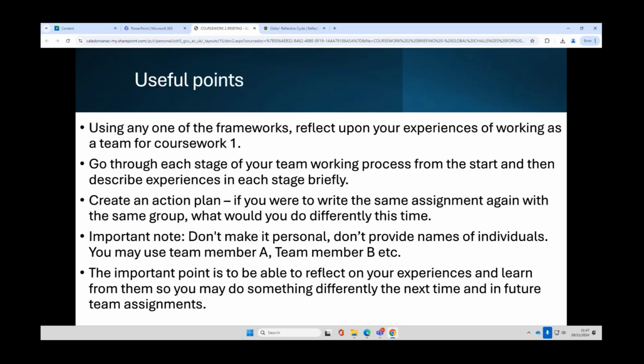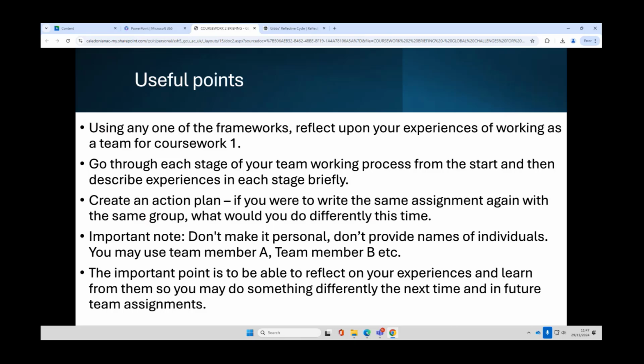Now, what is important here is I've provided some useful points. Using any one of the frameworks, reflect upon your experience of working as a team for coursework 1. Go through each stage of your team working process. Do this individually, please, from the start, and then describe experiences in each stage briefly. Create an action plan. If you were to write the same assignment again with the same group, what would you do differently this time? Just a description is okay. You don't have to really create like a word file plan or something.